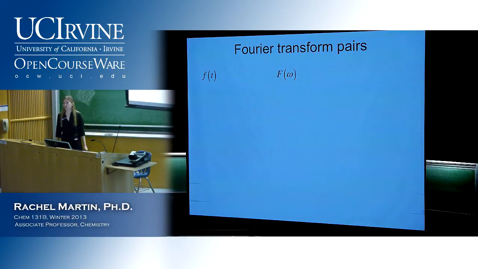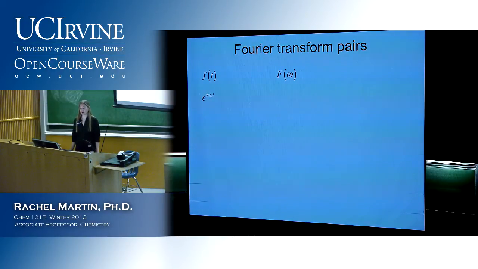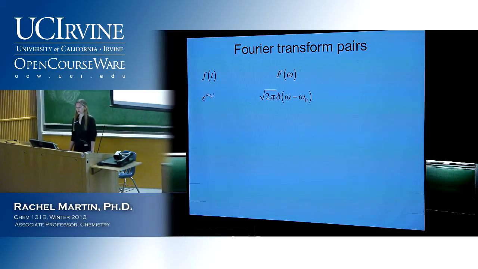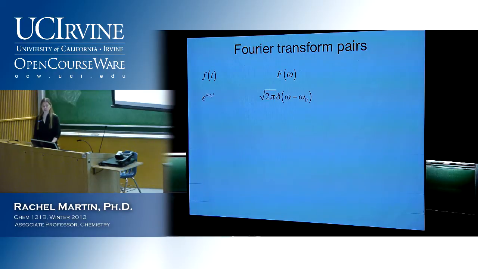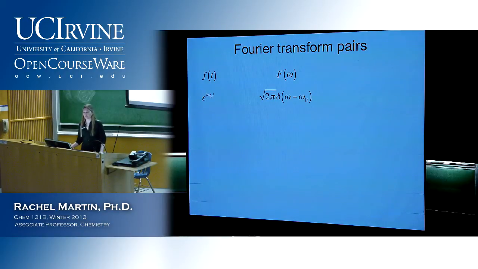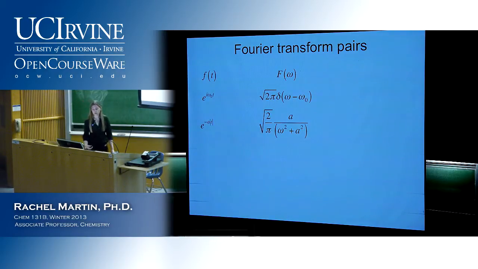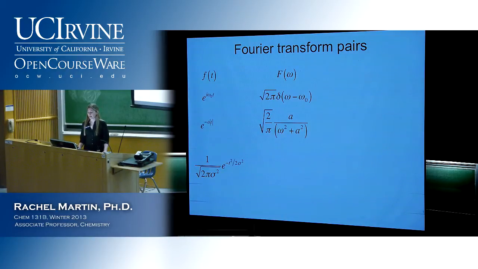OK, so let's look at some Fourier transform pairs. And here, you would have to work this out to actually figure out what they are. But I'll just show you some examples. So if we have a complex exponential like this, in the time domain, the Fourier transform in the frequency domain gives us a delta function. So it's got a constant in front of it, and then we have a delta function. For something that looks like this, kind of an exponential, the Fourier transform of it looks like that. Let's look at some examples that are more likely to come up in real problems.